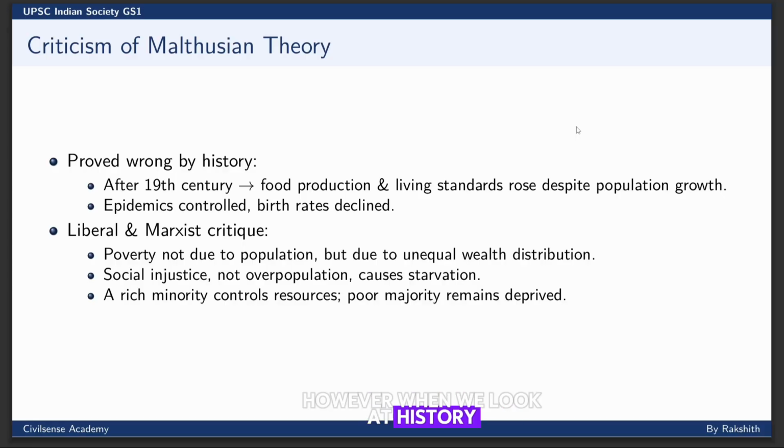However, when we look at history, Malthus' predictions did not come true. From the late 19th century onwards, agricultural productivity increased and also technology improved and industrial farming expanded. Food production increased faster than population in many countries. Living standards also improved, and critics argued that poverty is not caused by population growth but by unequal distribution of resources. The problem is not too many people but too few controlling too much.